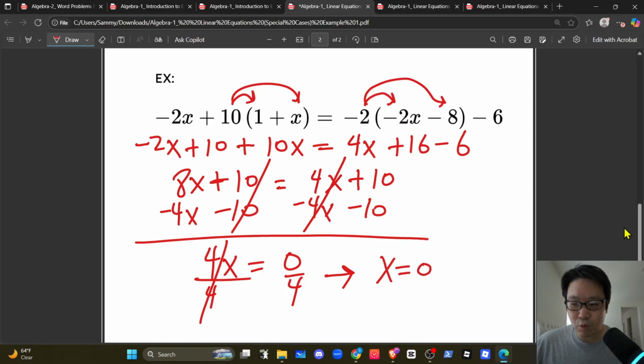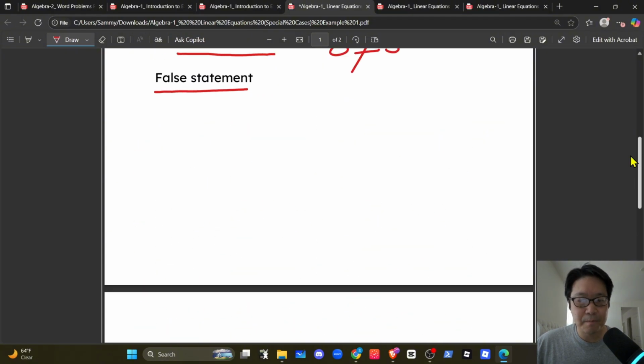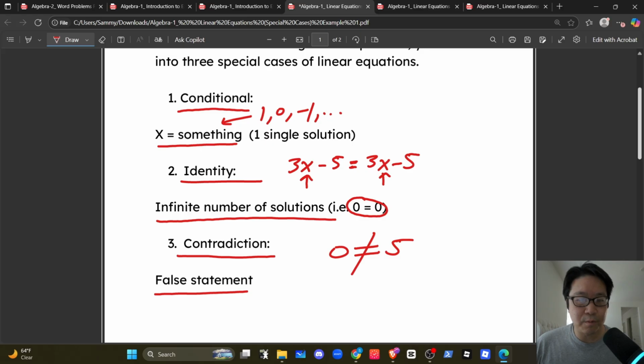Okay, so what is this? What situation or special case would this be? Well, this would be an example of a conditional because we got a situation where x equals something, in other words, a real number. Okay, so this is a conditional equation.